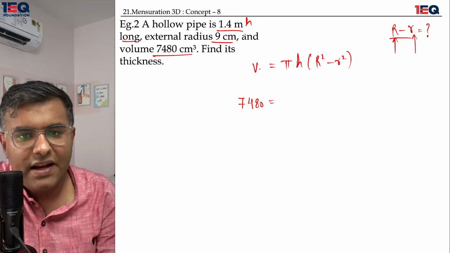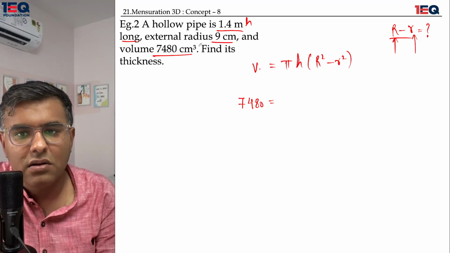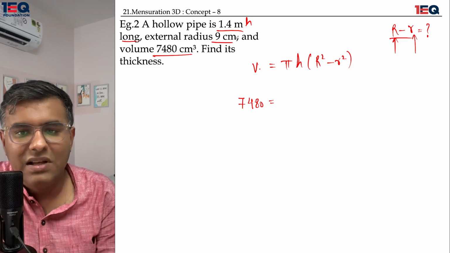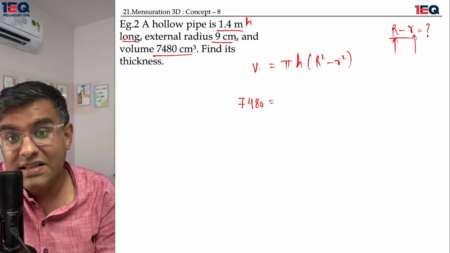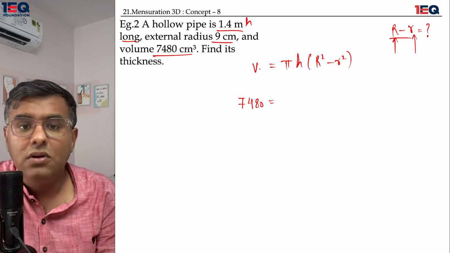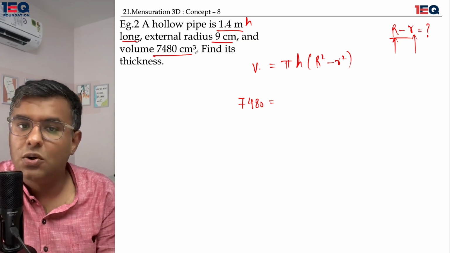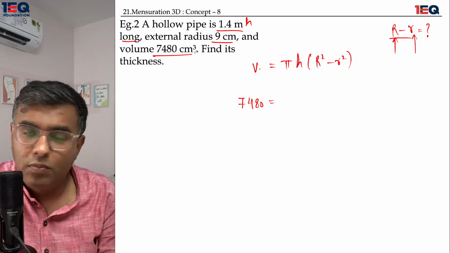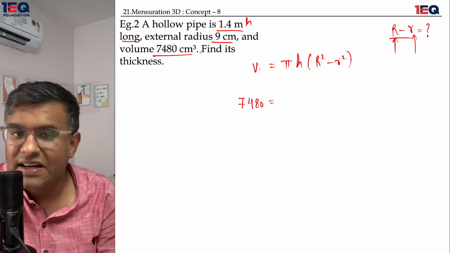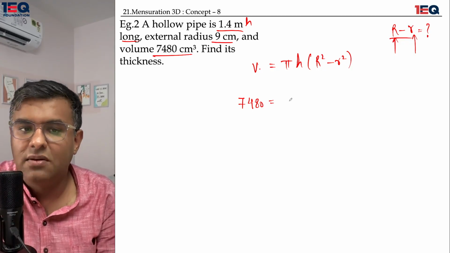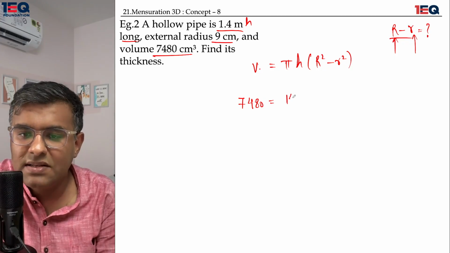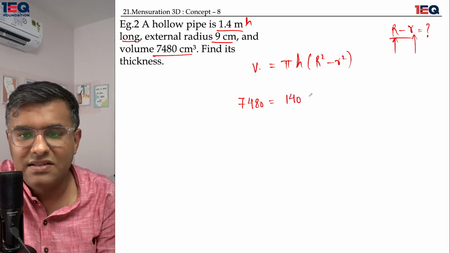I'll quickly check if all the units are working out well. The answer is no. The height has been given as 1.4 meters and the radius is in centimeters. Also, the volume is in centimeters cube. So I will prefer to pull everything into centimeters. If 1 meter is equal to 100 centimeters, 1.4 meters would come to 140 centimeters. This is the height.